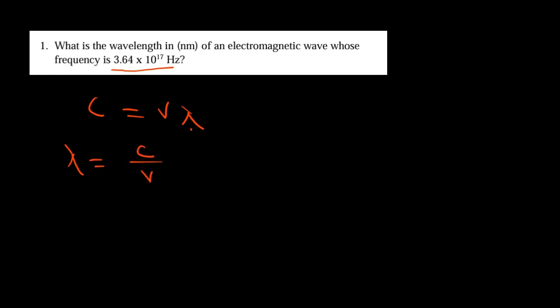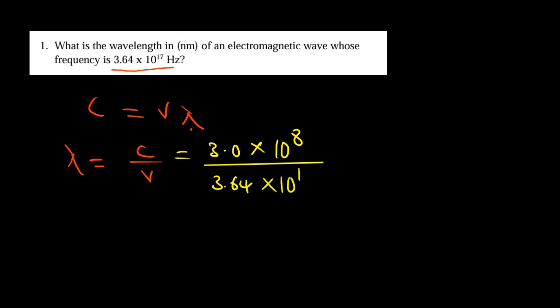The frequency. We know the value of the speed of light is just 3.0 times 10 to the power 8. Then we're going to divide this by the frequency, which is 3.64 multiplied by 10 to the power what? 17. Here you should be confirming with your own calculators. So when I divide this, what am I getting? My calculator is giving me 8.24 multiplied by 10 to the power minus 10 meters.